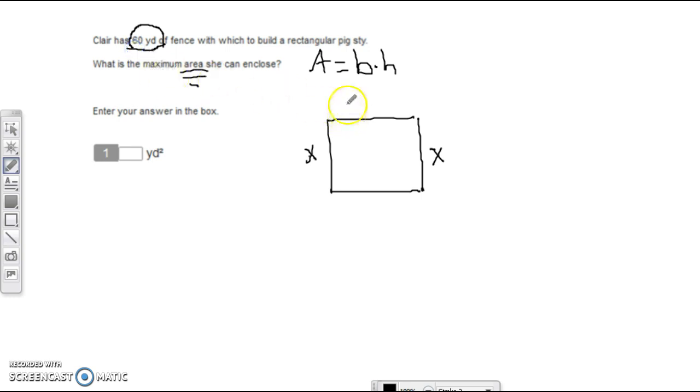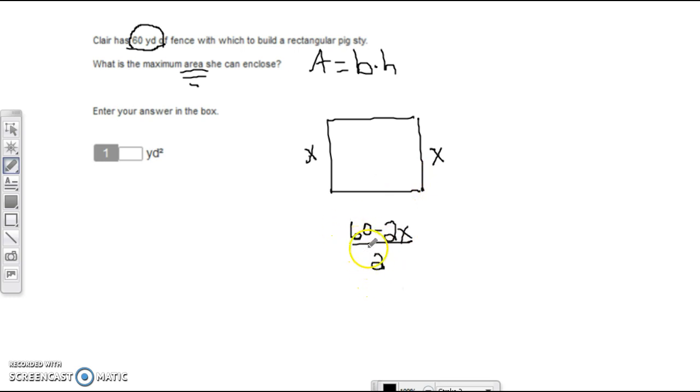So to figure out what the other lengths would have to be, I would take my 60 and subtract off the 2 x's that I've already used, right? I've used an x for this side and an x for that side. So I'm going to take 60 minus 2 x's. That gives me how much is left, but I want to divide that amongst both of these sides. So I'm going to have to divide each of them by 2.